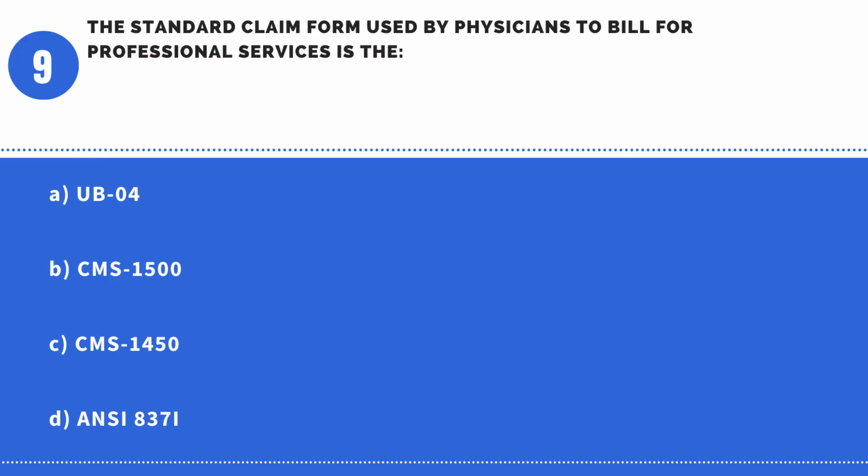Question 9. The standard claim form used by physicians to bill for professional services is the A. UB04. B. CMS 1500. C. CMS 1450. D. ANSI 837I.